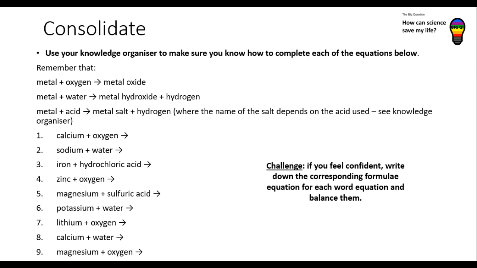So now we've finished the lesson for today. So just try to complete this task. Use the knowledge organizer to make sure you know how to complete each of the questions below. And remember that metal plus oxygen gives metal oxide. Metal plus water is metal hydroxide plus hydrogen. And metals plus acid gives us metal salt plus hydrogen. The knowledge organizer is on the next slide. And if you feel confident, try to also write down the corresponding formula equation for each word equation and try to balance them.